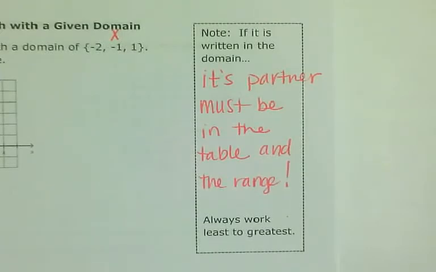When we do this, whatever information is in the domain, that's the x, so it has to have a partner, its y value, right? That partner has to be in the table you're going to make, and it has to be in the range that you're going to write, okay? And on your quiz, you're going to be given a table to use. If you don't use the table, it's not going to turn out so well for you. On your homework, you need to put tables. On your notes, you're going to make a table.